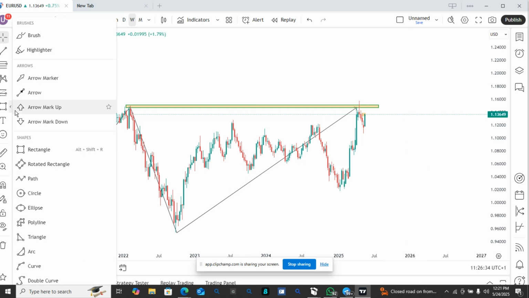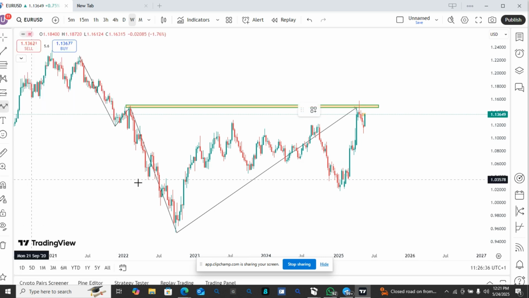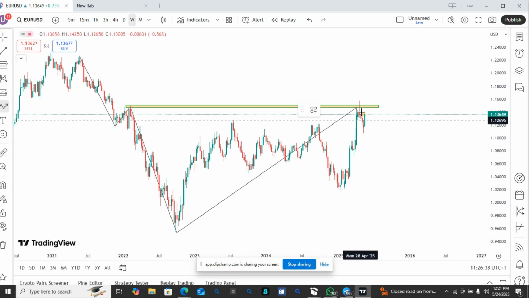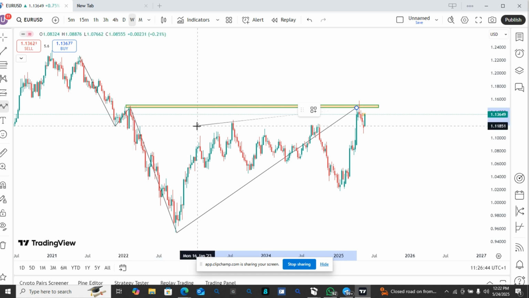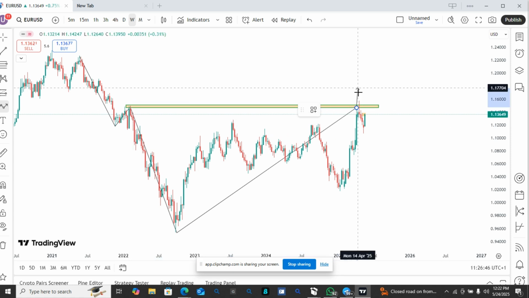Because honestly, technically speaking, weekly we are not bullish, we are still bearish, because this was the last lower high. Not until we break and close above this zone will that tell you that weekly has turned to full bullish. So the major trend we are bearish, but the minor trend on the weekly we are bullish. So I'm expecting this price to fall down from this zone.